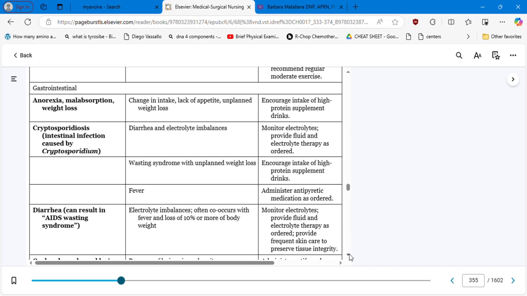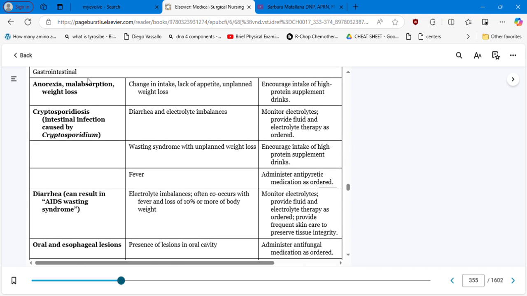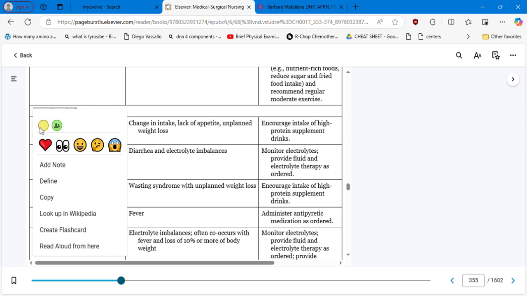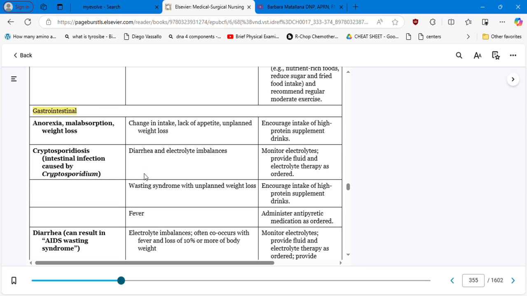This is already, we review cardiovascular, endocrine. We are going to review right now the gastrointestinal. It's important to assess for anorexia, malabsorption, weight loss, okay. Encourage intake of high protein supplements. Also assess for intestinal infection.